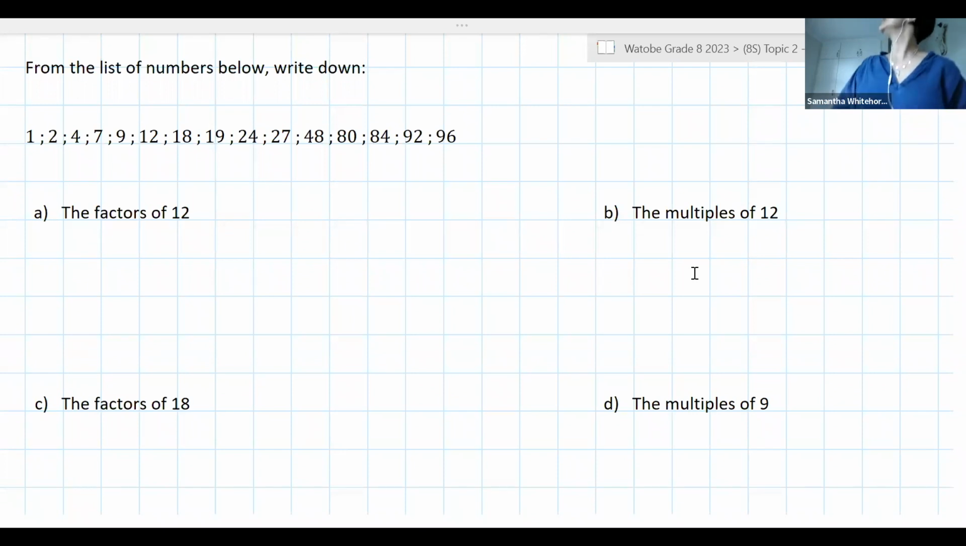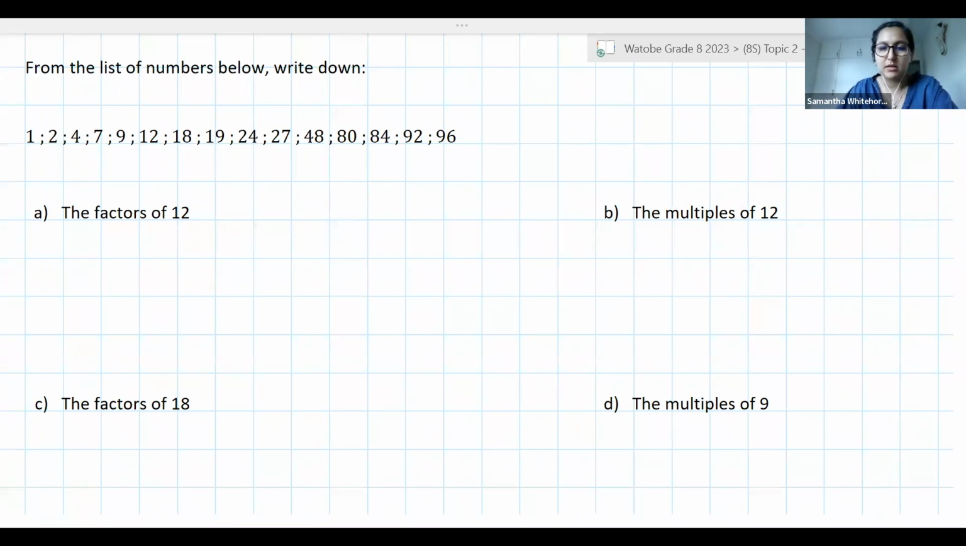Let's go. So all those hands mean that y'all have written it down nicely. You have taken the factors of 12 and the multiples of 12, so you are done and ready, my people. Nice. Okay, let's do this.